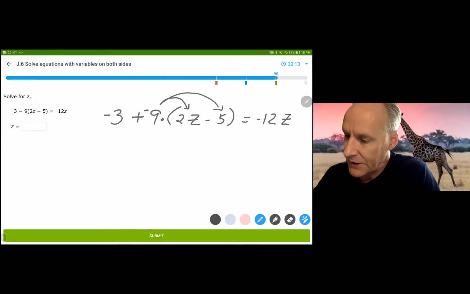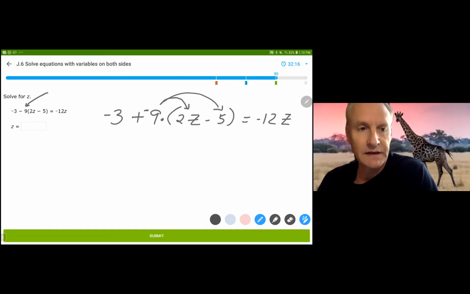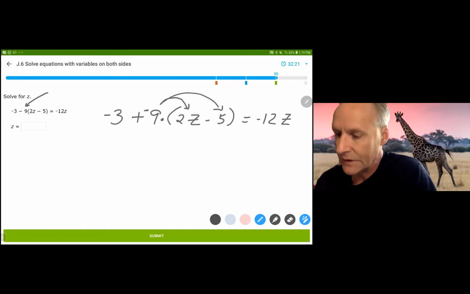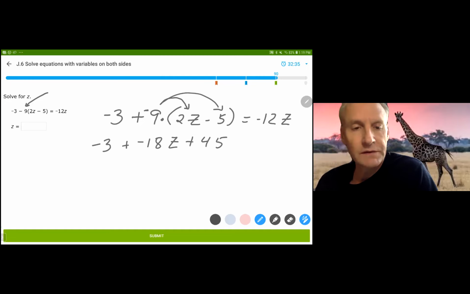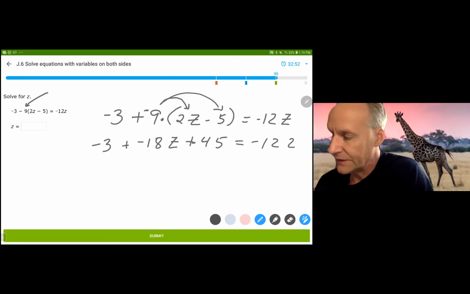But the most common error is to look at this and see a positive 9 and distribute a positive 9. You must distribute the negative 9, and this is what's going to happen. I'm going to get negative 3 plus negative 18z, and then I'm going to get a positive 45. I absolutely guarantee one of the answers on a multiple choice test will be if you use a negative 45 here and a positive 18, because the minus sign will still be there. Very common mistake.